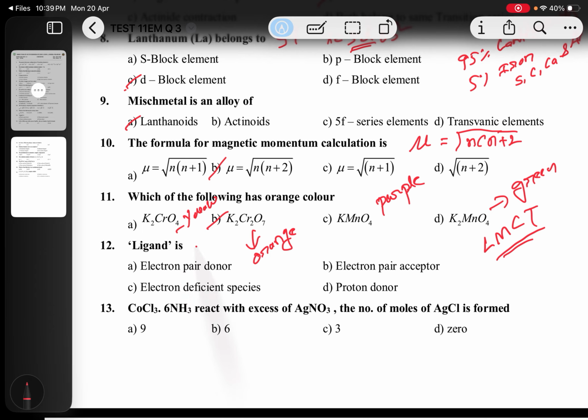Ligand means which has the capacity of donating a pair of electrons. The options are electron pair donor, electron pair acceptor, electron deficient species, proton donor. So electron pair donor is the correct one.